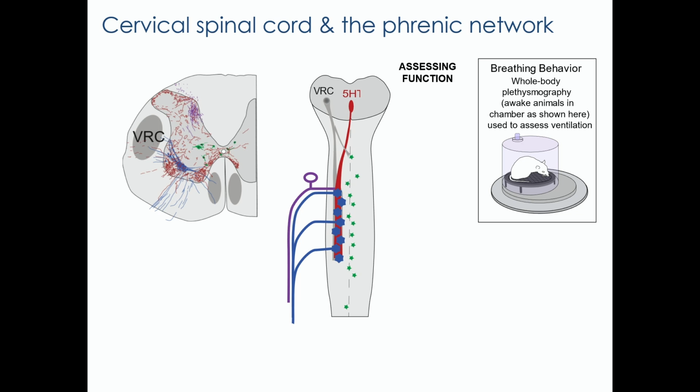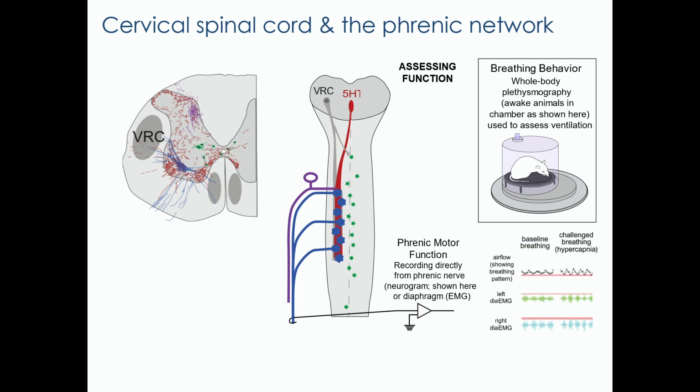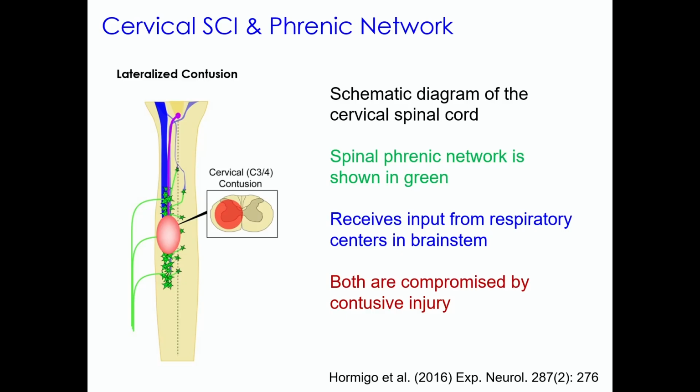But to look at how the phrenic motor system itself functions, we use electrophysiology. We can record directly from the phrenic motor output to look at phrenic nerve recordings, or we can place electrodes in the muscle, the diaphragm itself, to see how diaphragm activity changes after injury. By combining these functional outcome measures, we can see how diaphragm activity contributes to each one of these ventilatory parameters and how that changes with injury, disease, or with subsequent treatments. So we know that by studying these different aspects of the phrenic motor system, we can very effectively identify where the spinal phrenic network is, how it receives input from the brainstem, and how both are compromised by these different types of injuries.